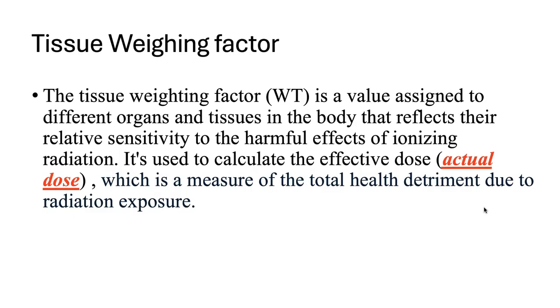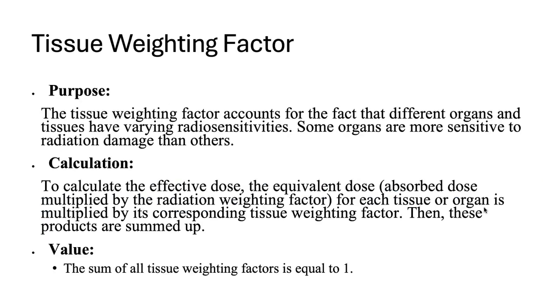Okay, tissue weighting factor. The tissue weighting factor is the value assigned to different organs and tissues of the body that reflect their relative sensitivity to the harmful effects of ionizing radiation. It's used to calculate the effective dose, actual dose, which is a measure of the total health detriment due to radiation exposure. And this again is with the recognition that different types of tissue are more sensitive. You do not need to know or memorize what any of those numbers are. All you need to know is it recognizes the fact that different tissue has different sensitivity.